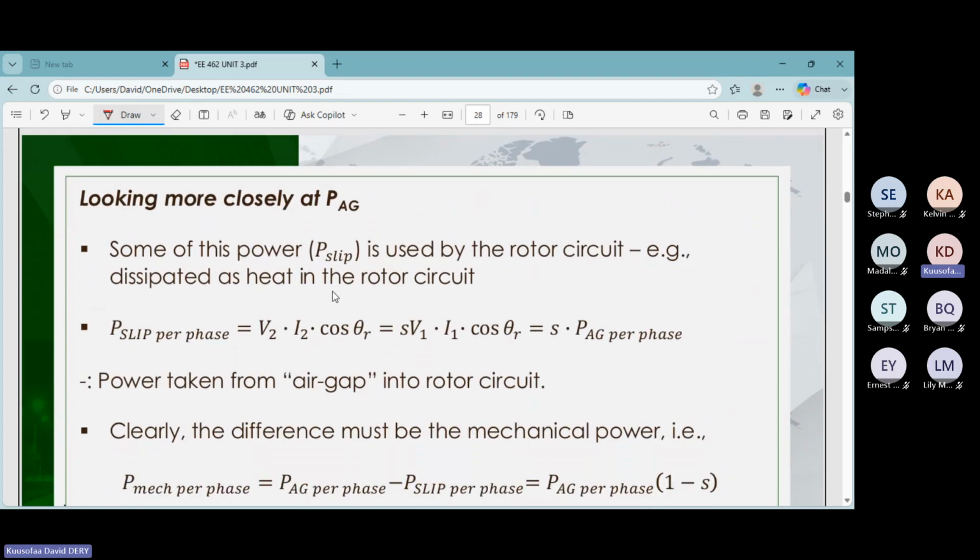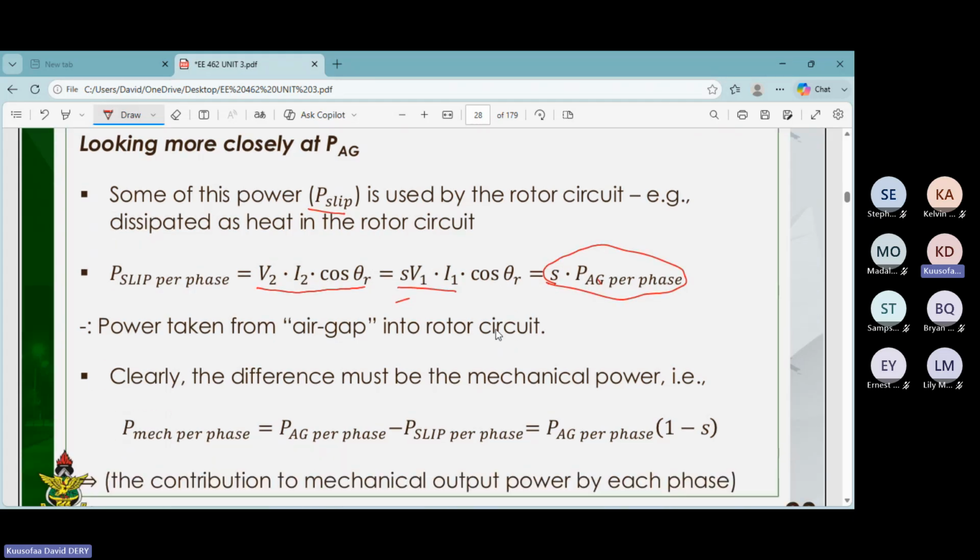So the power that is dissipated in the rotor circuit is given by P slip, which is given by this expression. Since we know that V2 is S V1, you put it there. So P slip is equal to the slip times the power that is transferred from the stator side to the rotor side, which we call the air gap power. That is given by this same relationship. So you have to take note of this expression. When you know the air gap power, you multiply by S to get the power loss in the rotor, which is P slip. And all these are per phase values.